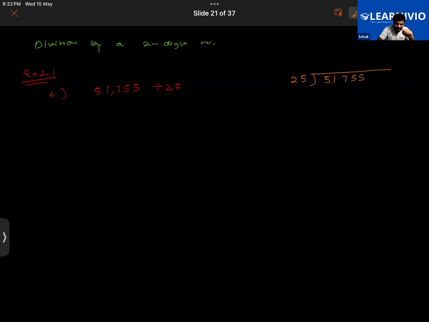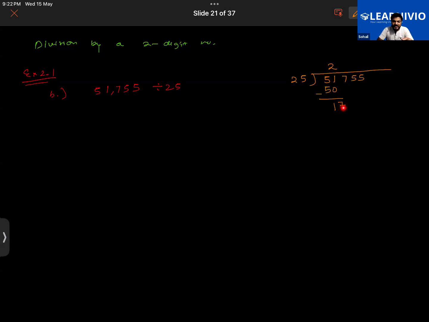So 25 2s are 50. Now subtract it. 1 will be there. Then 7 will come down. Right now, here's the problem in this one. I have already brought down 7 here. At a time, the rule says that you can bring only one number down.